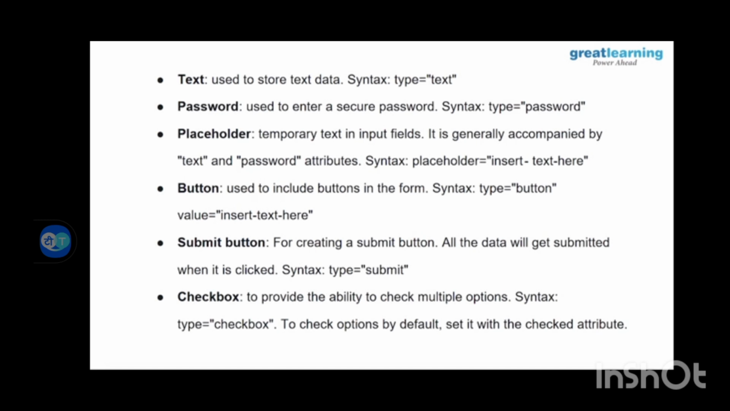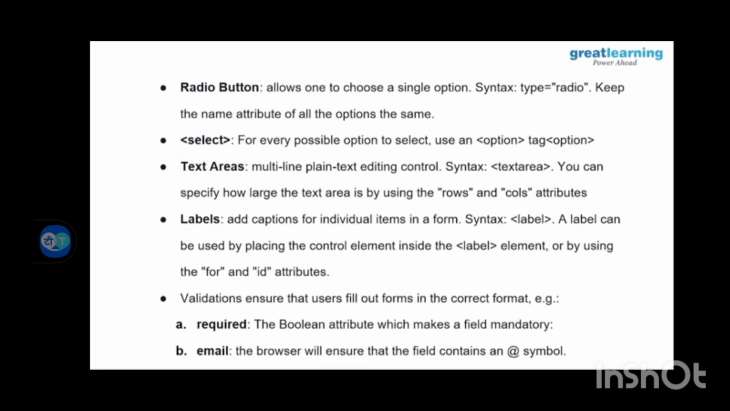Then you have something called checkbox, wherein you can check multiple options. Its syntax is simple: you write type equal to checkbox. To check a default option, set it by default with the checked attribute. If you want some default option in it, you have to use an attribute called checked. I'll show you in the demonstration part what each attribute means and what the different types of it are. Then we have the radio button, wherein you can choose only a single option, and you write type equal to radio.